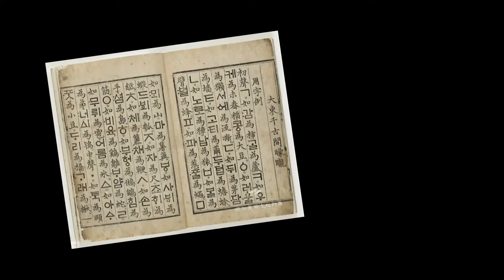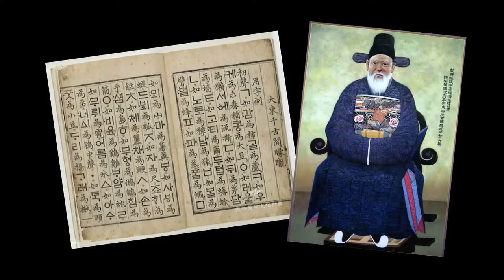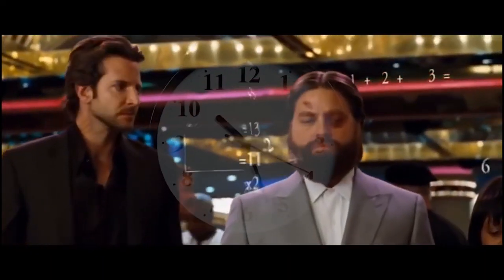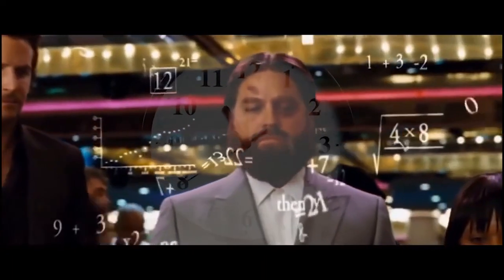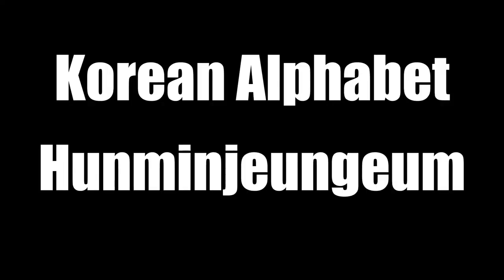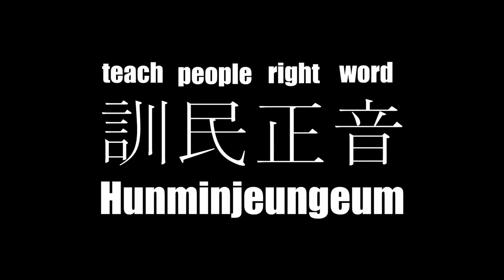In Hunminjeongeum, Jung In-ji said, "A wise man can know letters before the morning passes, and even a foolish person can know in 10 days." The original name of the Korean alphabet is Hunminjeongeum, which means the right sounds to teach the people.